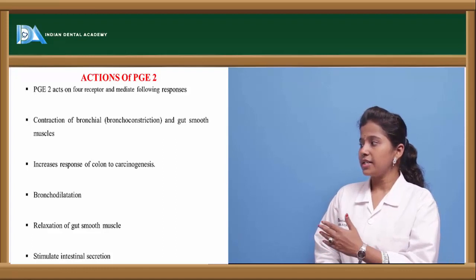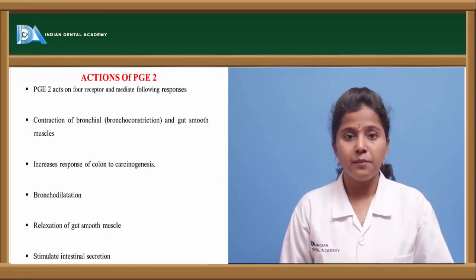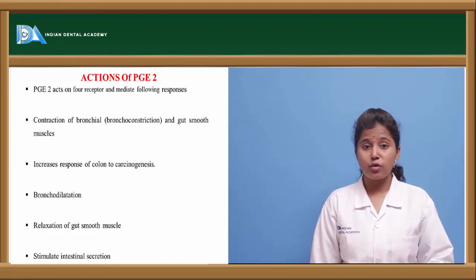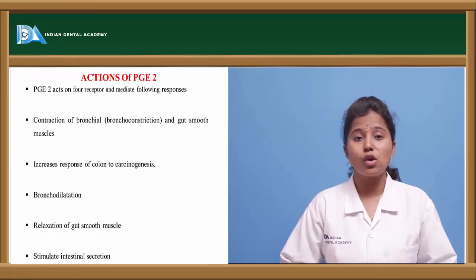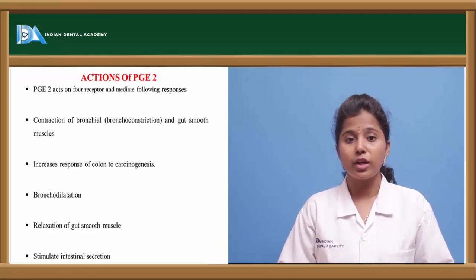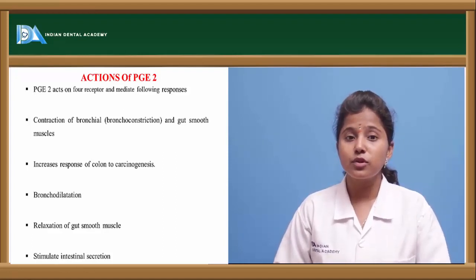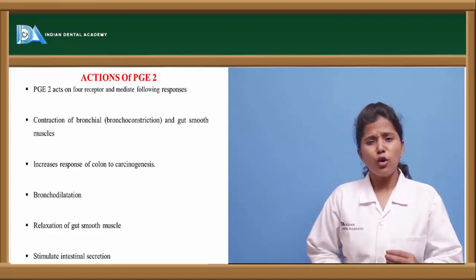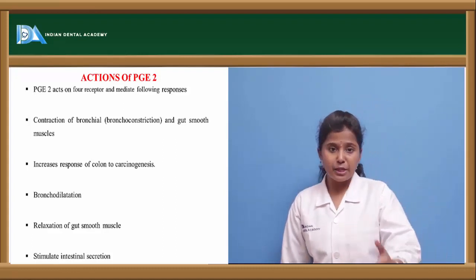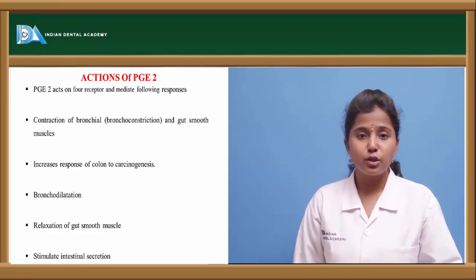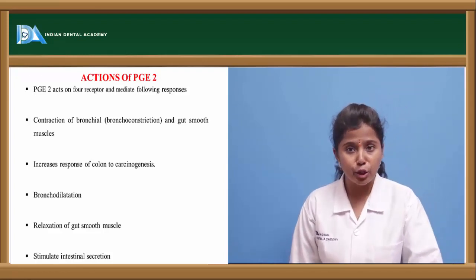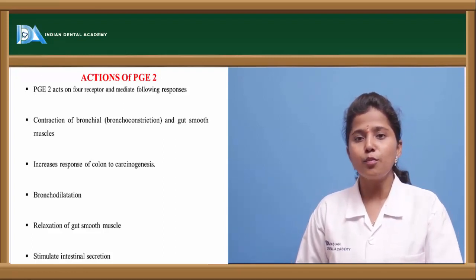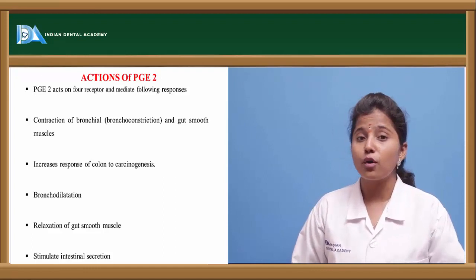The first thing is the contraction of bronchial muscle. When PGE2 acts on the bronchial tissue, it causes bronchoconstriction; in the sense, it constricts the bronchial smooth muscle. That is the reason these prostanoids are contraindicated in the condition of asthma. And within PGE2 there are further types, PGE2 alpha, PGE2A and PGE2B. In these types of PGEs there are also a few prostaglandins which cause bronchodilation.